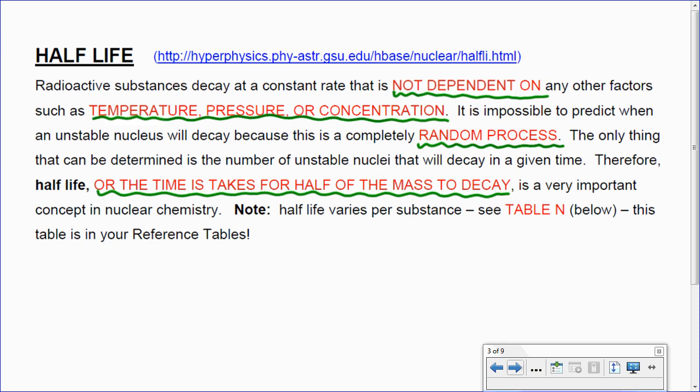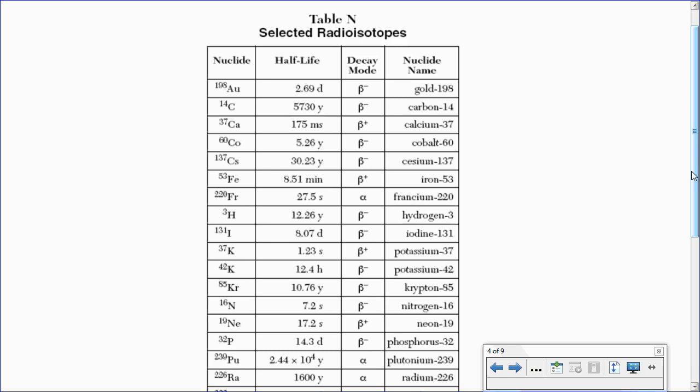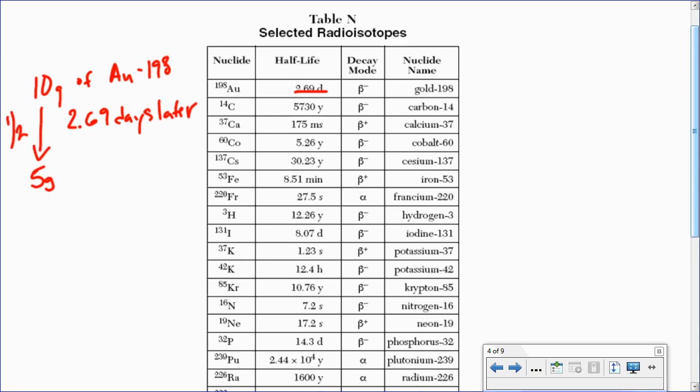Half-life varies per substance. The table I'm about to show you is in our reference tables. It varies per substance because the stability of these nuclides varies. For example, in Table N, we see that gold-198 has a half-life of 2.69 days. So if I had 10 grams of Au-198, then 2.69 days later, I would only have 5 grams, because that's what the half-life is. It takes how long it takes for half of the sample to change.